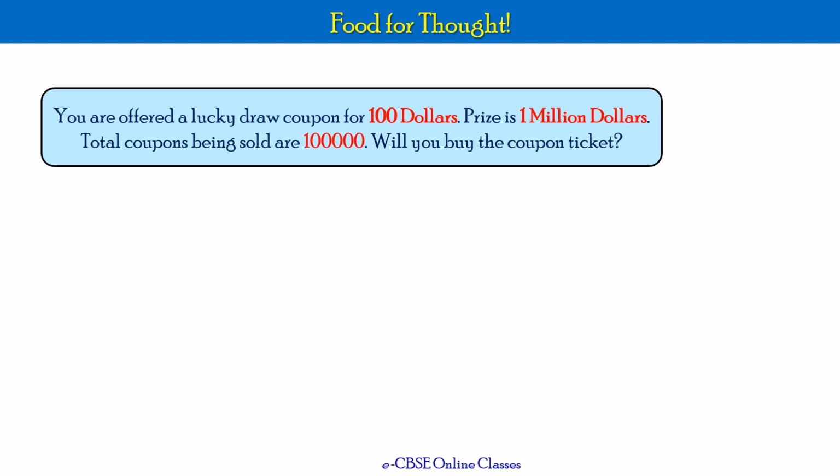Okay. Before we close the video, let us quickly look at the food for thought scenarios that we have given in the very first introduction video for the probability module. The first one is you are offered a lucky draw coupon for $100. Prize money is $1 million. Total number of coupons being sold are 100,000. Will you buy the coupon ticket and why?